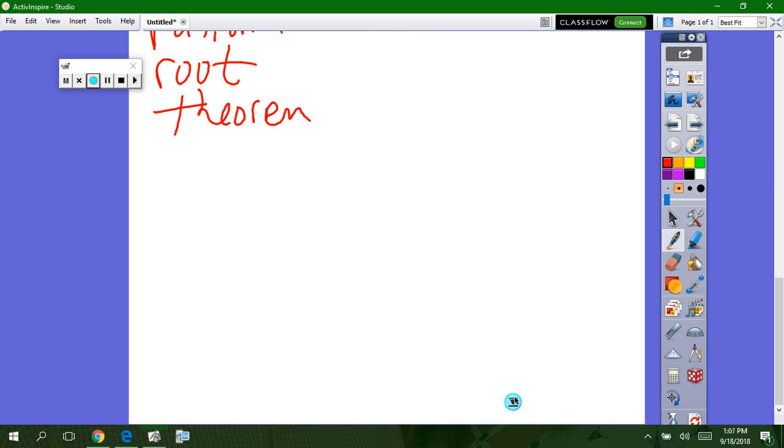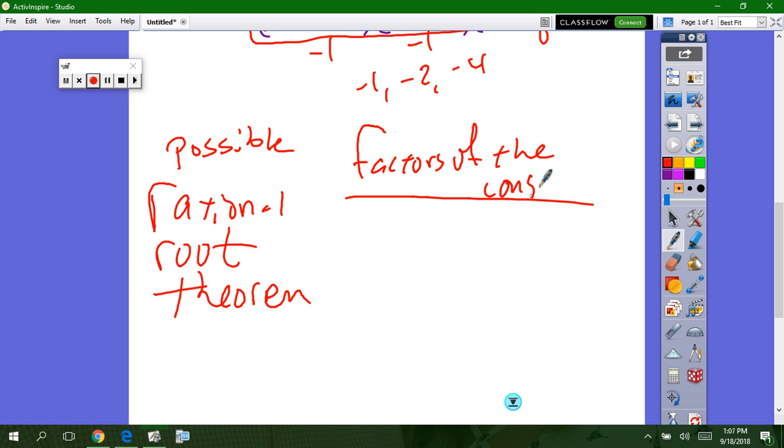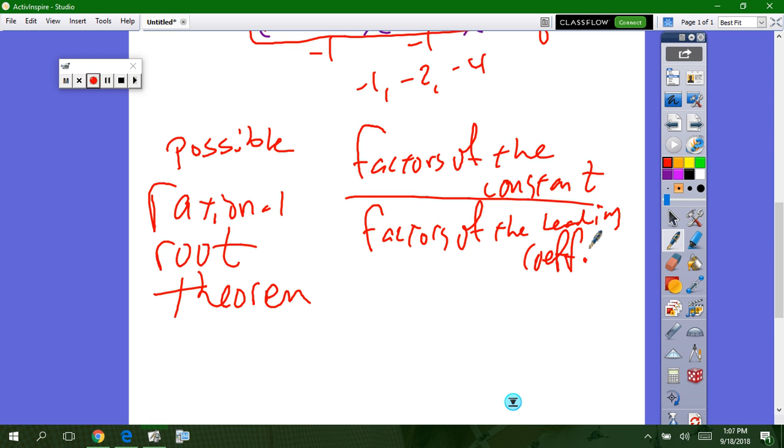Well, notice those possible rational zeros come from the factors of the constant divided by the factors of the leading coefficient. That is our possible rational roots or zeros.